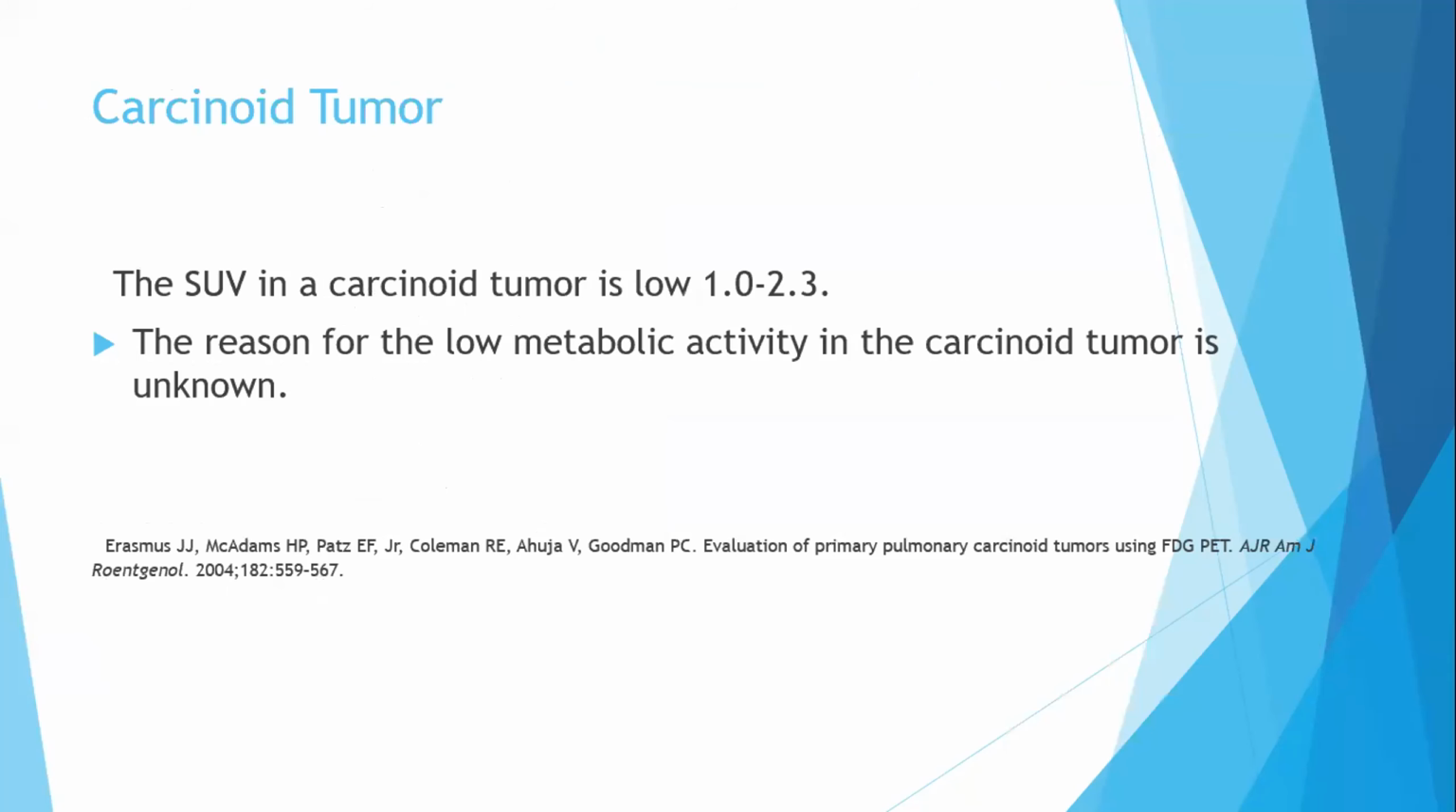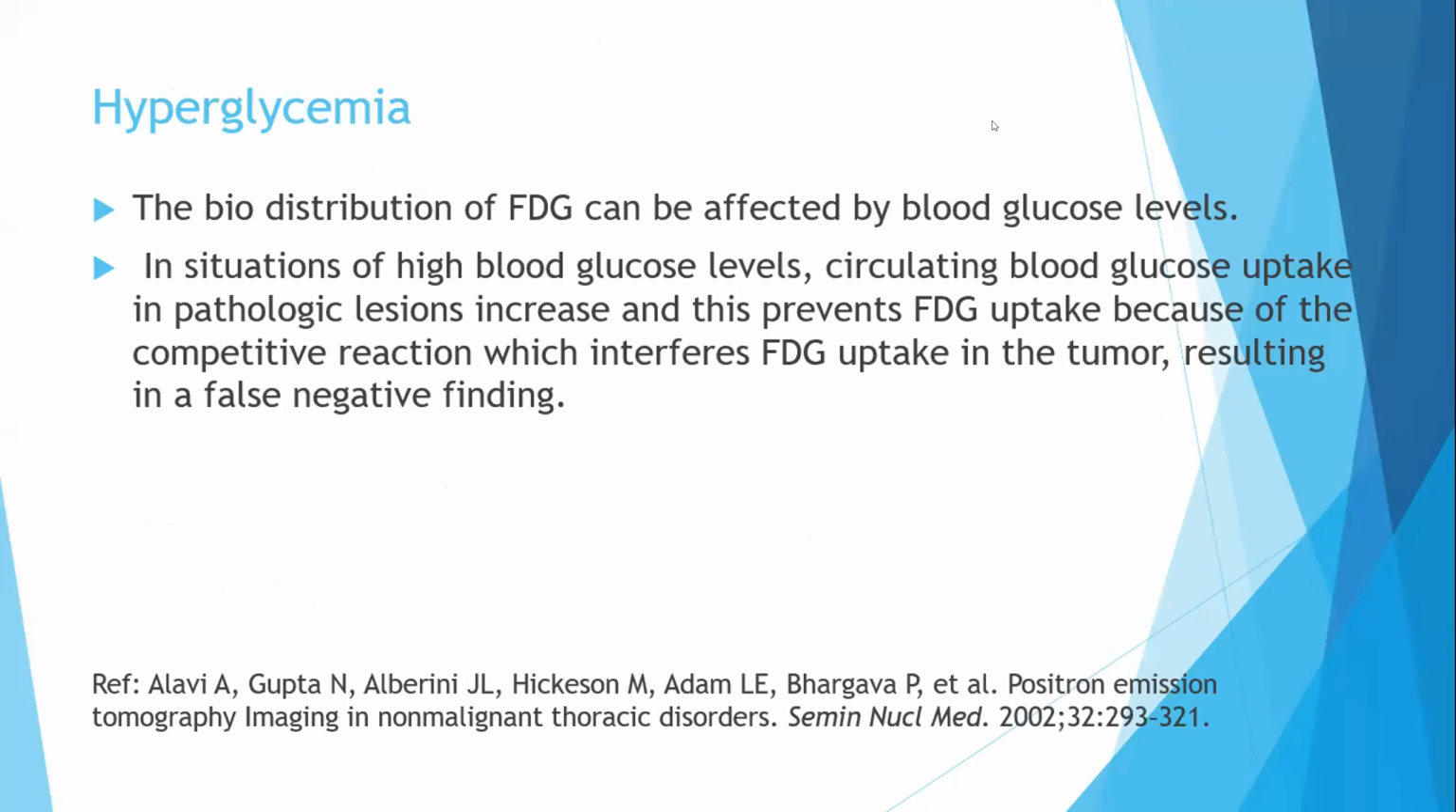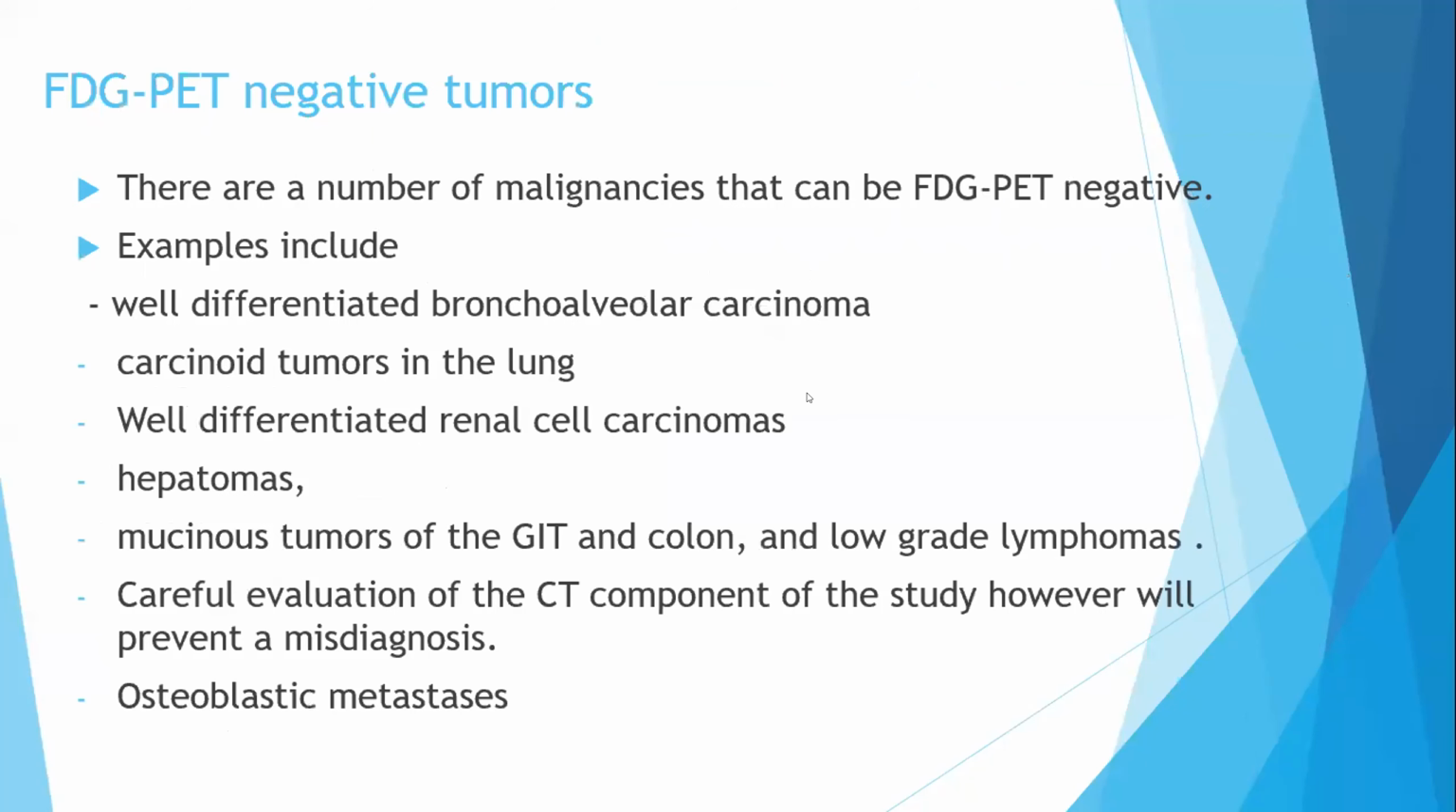Carcinoid tumors show low FDG uptake. Hyperglycemia can mimic low FDG uptake. FDG-negative tumors include well differentiated bronchoalveolar carcinoma, well differentiated renal cell carcinoma, and hepatocellular carcinoma. Usually they show no FDG uptake or very low FDG uptake.